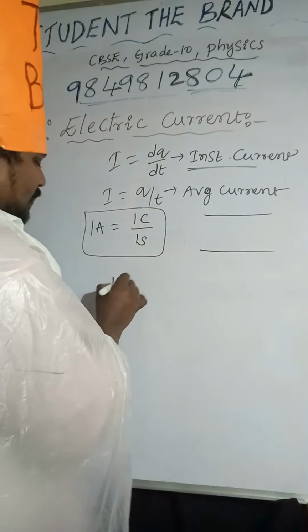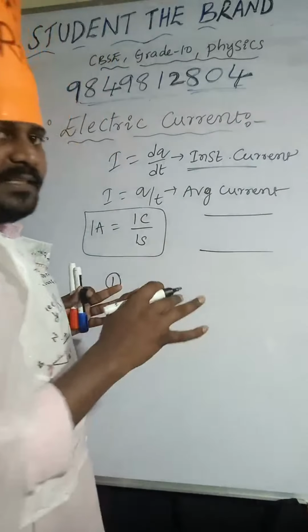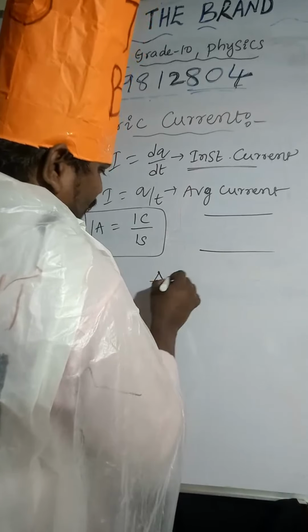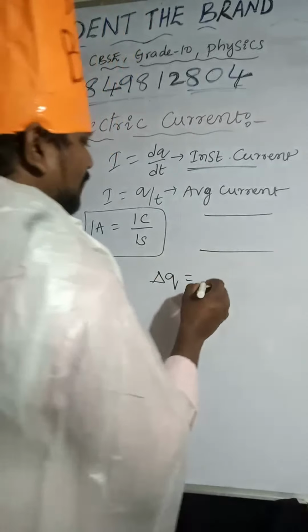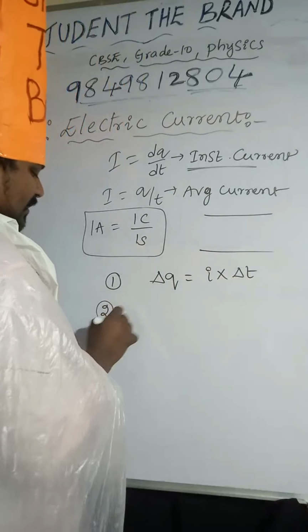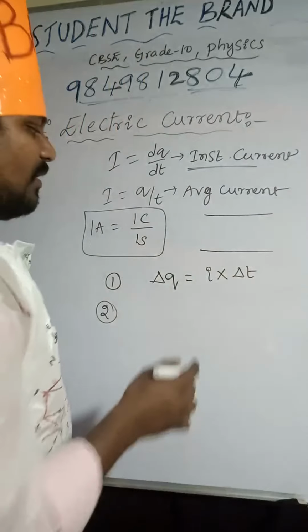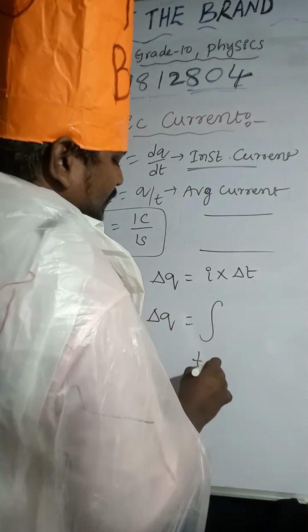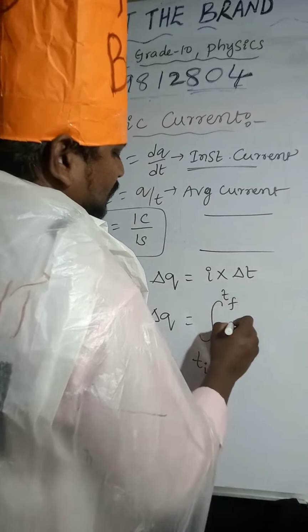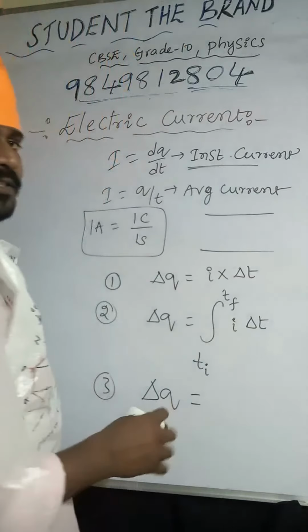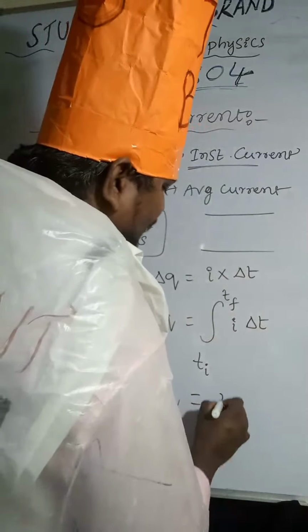Now, here three conditions are there. Condition number 1: delta Q, the charge flow, can be obtained by multiplying constant current with the time interval. Second, if the current is a function of time, then you can integrate the current with respect to time. And third, the charge flow can be obtained by the area under the I-T graph.